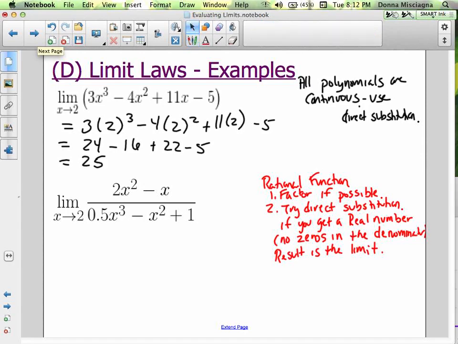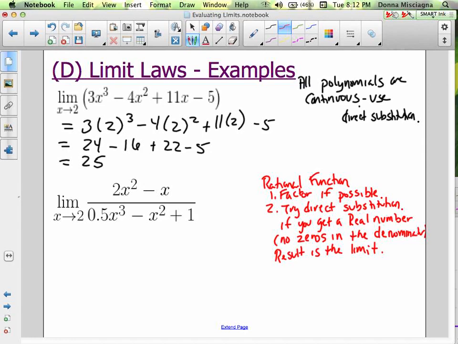Let's look at the second example there and add that to your notes. I didn't give you a lot of room, but you can use a sticky note or something. So for a rational function, factor if possible. Sometimes when you factor, you find something cancels out, and then you can use direct substitution. You can also just try direct substitution if it doesn't look like it's going to factor. I've got a cubic function with 1/2 as its coefficient. That's not looking factorable because it's cubic, it's not quartic. Can't use substitution here.